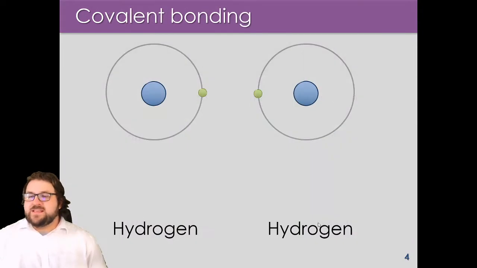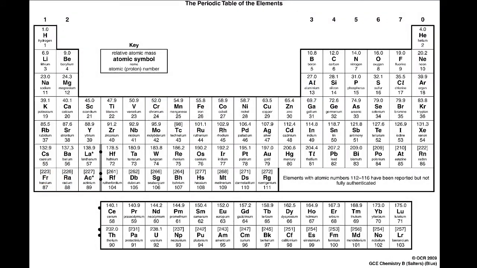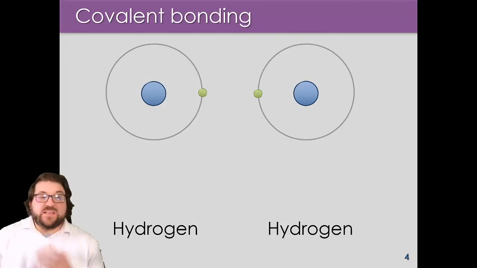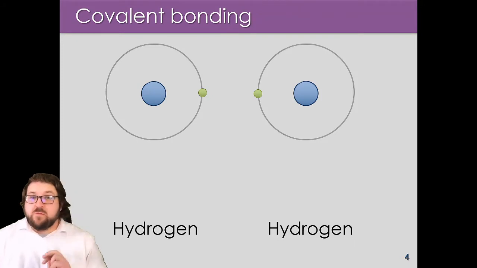So, let's have a look at some covalent bonds in the first place. Both of these hydrogen atoms have one electron in their outer shell from the periodic table. We'll just pop that up. So up there in the top left is hydrogen. Each one has one electron. It wants one more electron because there are only two elements on that row. So that fills up its shell.